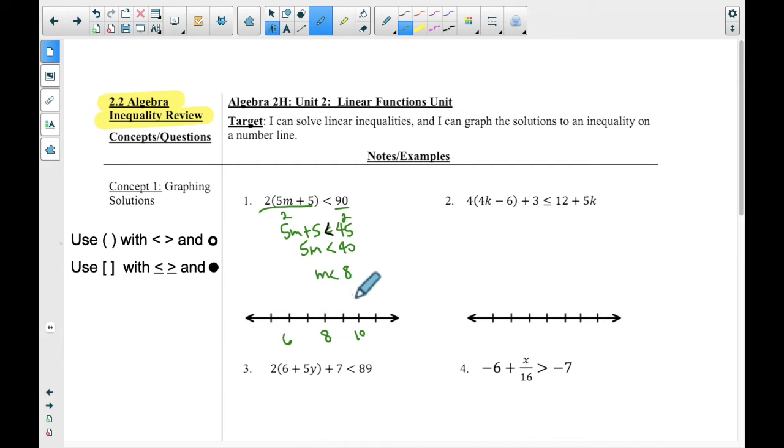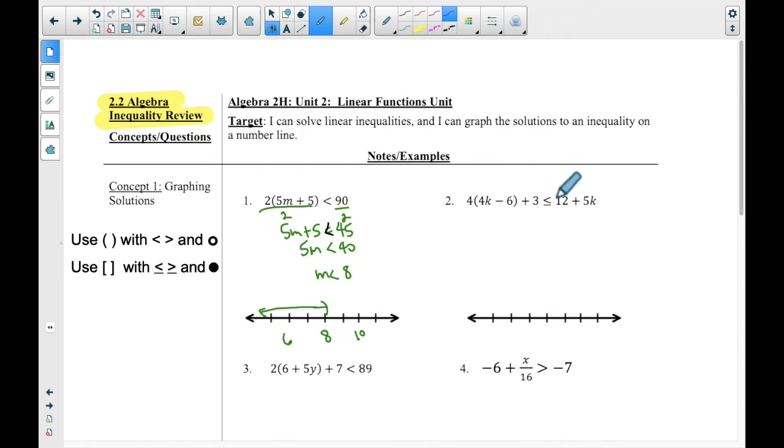M is less than 8. So it used to be that you would do an open dot on the 8, and you would go to the left. We're going to change that a little bit. We're not going to use an open dot. We're still going to go to the left because it is less than, but we are going to put a parenthesis instead. So I'm going to put my answer, and I'm going to curve it this way so it looks like this. That means m is less than 8. That means all the numbers that I'm talking about is everything less than 8. Okay, let's try another one.